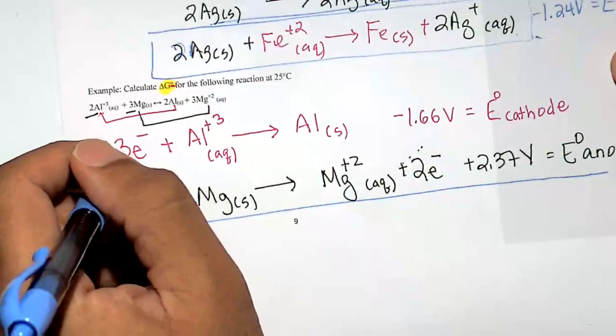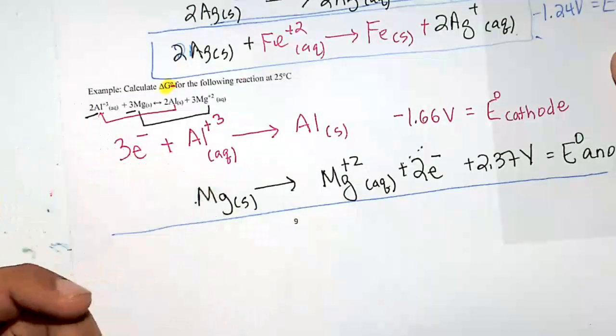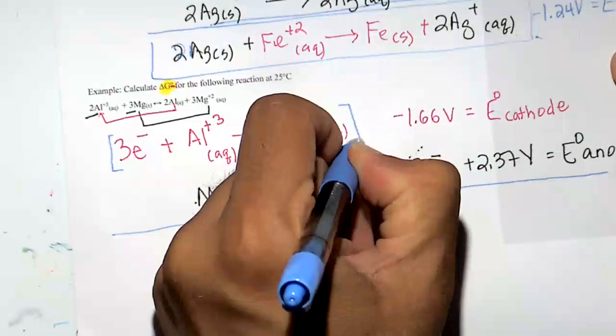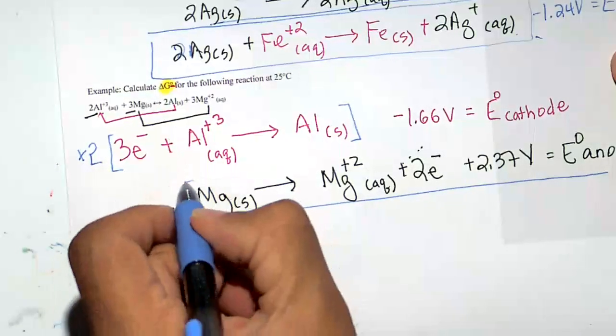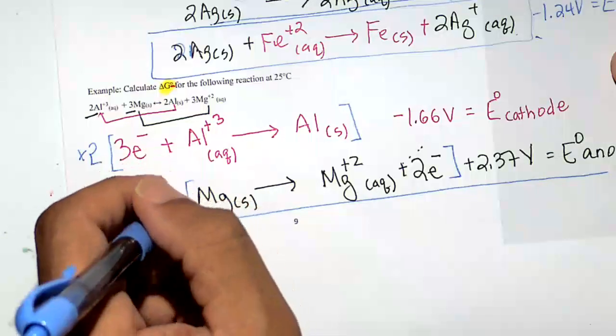And so I'm going to cancel out the electrons. I'll ask you this question. I should multiply this by what number to cancel out the electrons? Times 2, and I should multiply this by what number to cancel out the electrons?